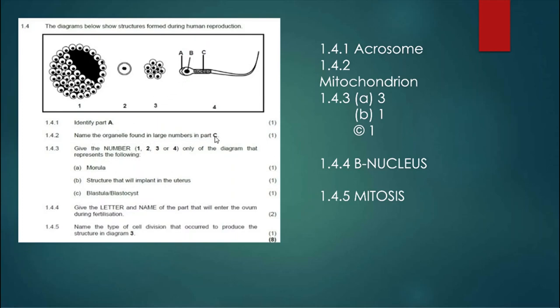Name the organelle found in large numbers in part C. Part C is middle piece. Middle piece contains what we call mitochondrion. So the answer is mitochondrion.